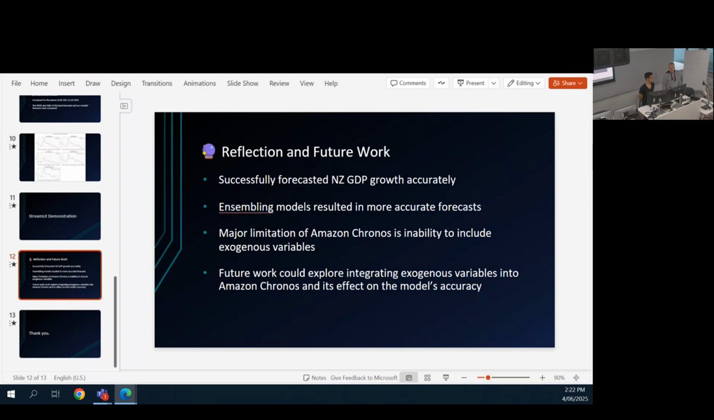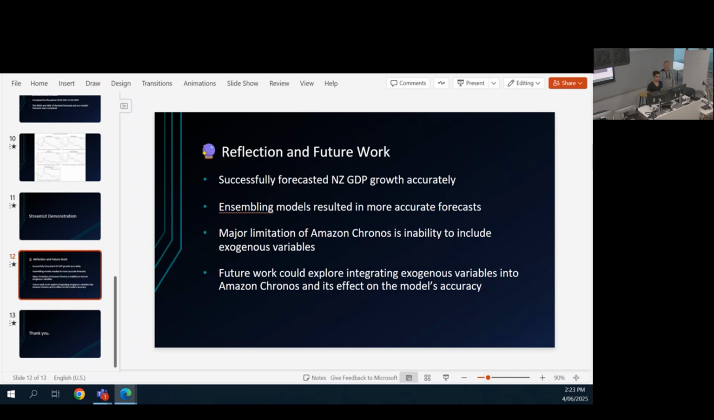All right, so that was our Streamlit app. Now, reflecting back on the project, I can say that it was overall successful. We successfully forecasted New Zealand's gross domestic product growth quite accurately. One thing we learned in this project is that ensembling the models resulted in more accurate forecasts than using just single models.